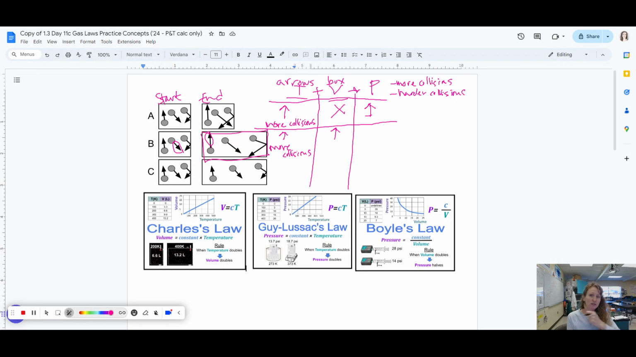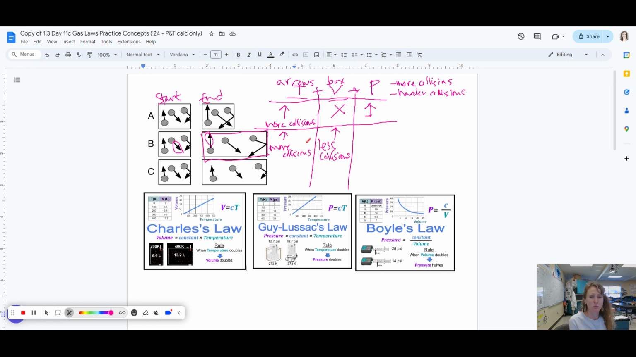When volume goes up, if the same amount of collisions are happening, then they're going to happen over this wider area. It's kind of like if you're hitting the table one time every second, and all of a sudden you have to hit two tables one time every second. Well, each table will have less hits or less collisions. So we can write that down, and that's going to lead us to a lower pressure.